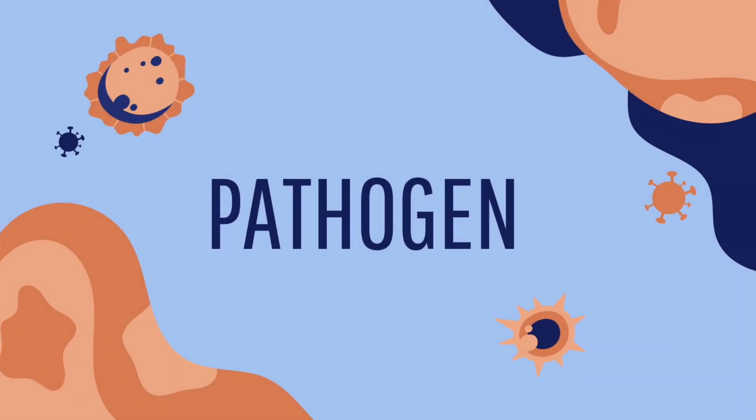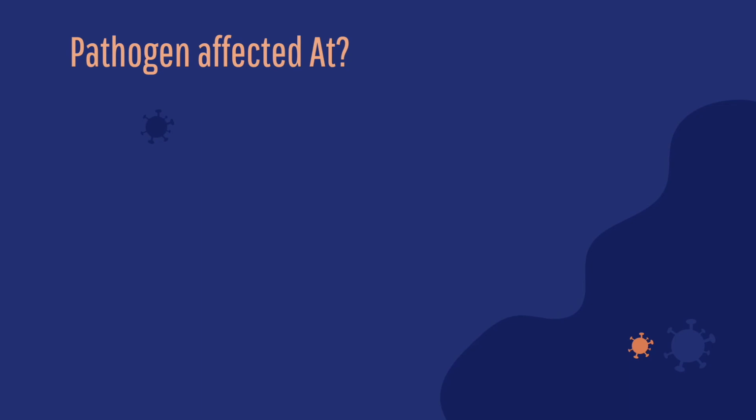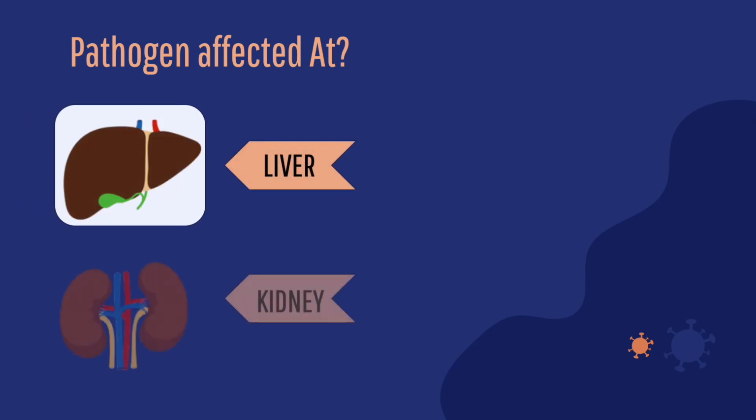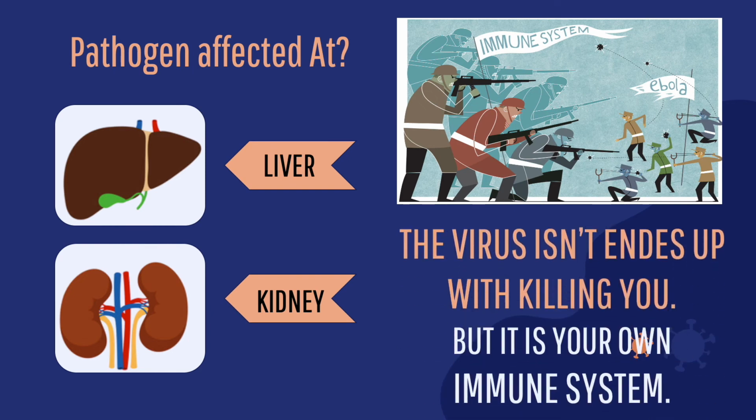Pathogen. As the virus spreads, it invades the lymph nodes and vital organs such as the kidney and liver, causing them to lose function. The virus itself isn't what kills you, but it is your own immune system. What happens in the immune system? Let's find the answer in the next slide.